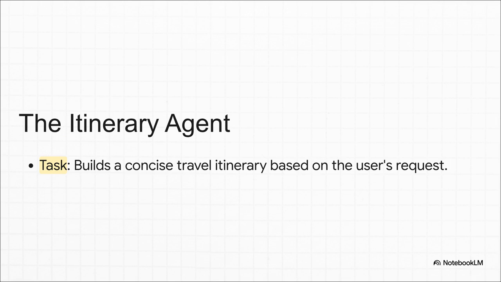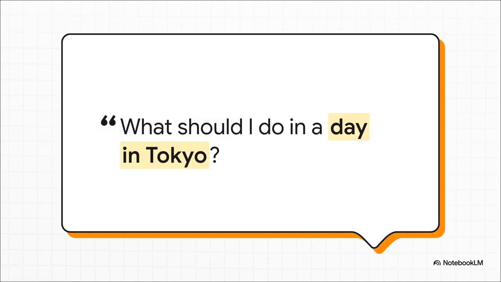Its only job is to take a request and build a great, concise travel plan. No web search needed here, just the pure creative power of the AI model. With the basic structure all set up, you know what time it is. It's time for our first test. Let's ask it a question that should definitely go to our itinerary experts. What should I do in a day in Tokyo?